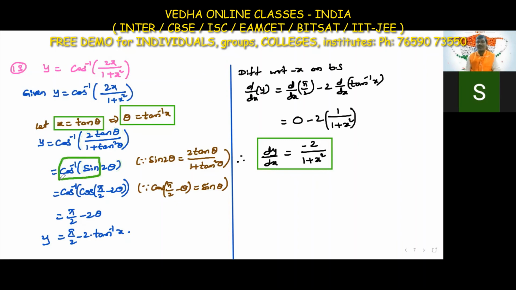Okay, so we can't cancel. That's why this sin function we wish to convert into cos. How to convert? Cos(90 minus theta) is equal to sin theta. We are applying this concept here.